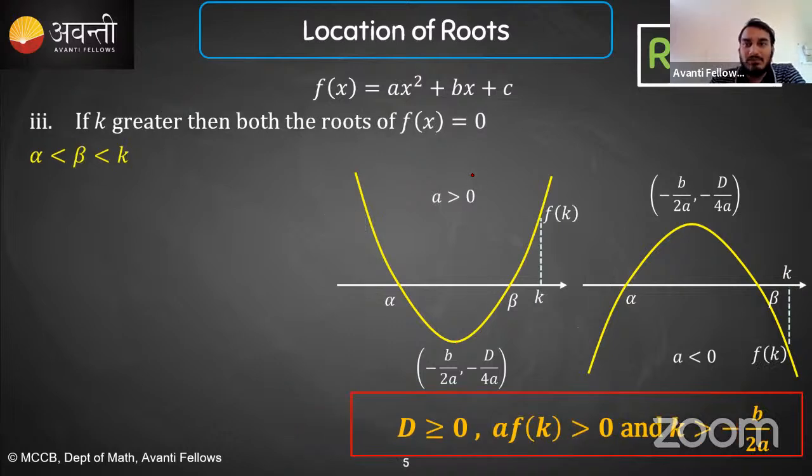And then the third case is similar to the second one. If k is greater than both roots, then again, first of all, there are two real roots, so D should be greater than or equal to 0. Then k is lying outside the interval alpha, beta, so a into f of k should be greater than 0. And now the x coordinate of the vertex should be less than k.